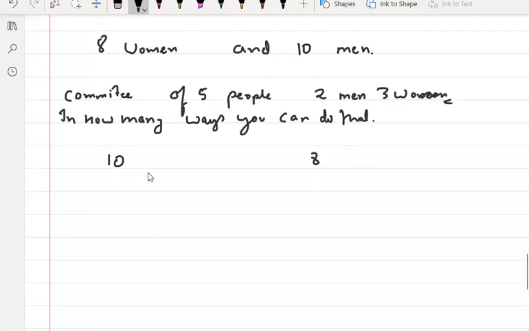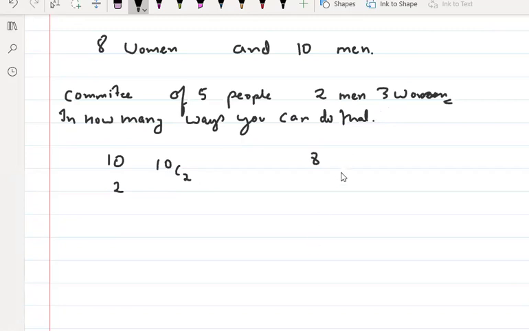Now out of 10 men, how many men you have to choose? 2, right? Out of 10 men, you have to choose 2 men. In how many ways you can do that? What is the number of ways of choosing 2 men out of 10 men? Yes, very good. 10C2, right? Number of ways of selecting 2 men out of 10 men is 10C2.